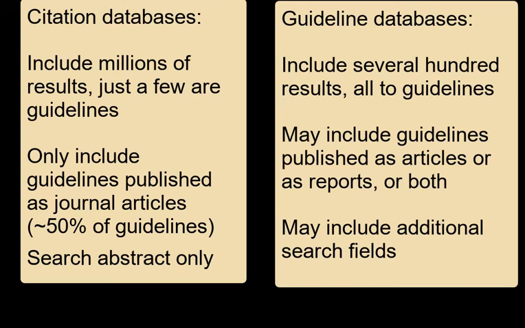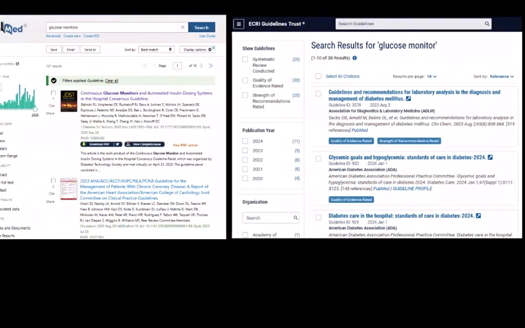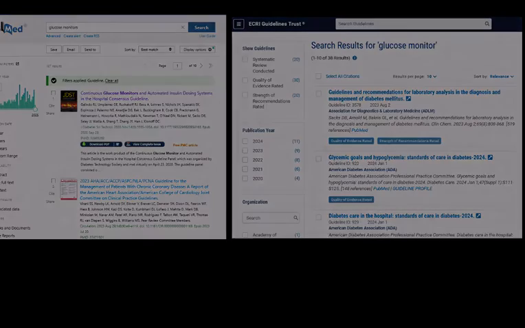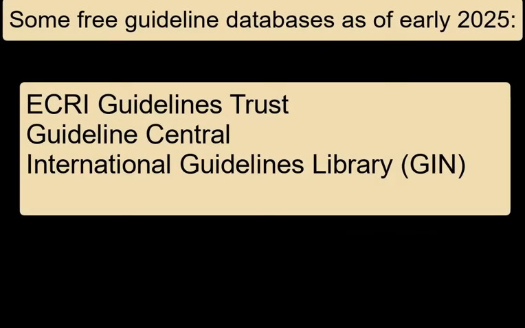You may be able to search some of these databases for names of individual drugs, therapies, tests, or technologies, and find guidelines that discuss these more easily than in a citation database. Free guideline databases emerge frequently, and the libraries do not endorse any specific one. Let's take a look at one, Guideline Central, to see if it has the advantages just described.